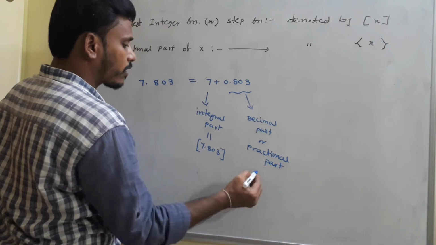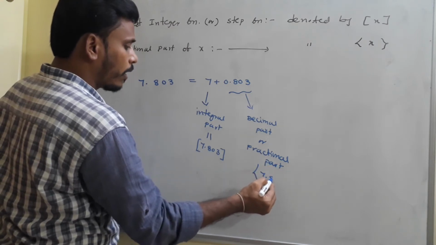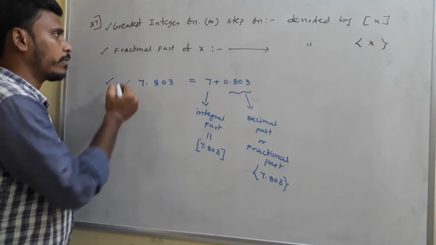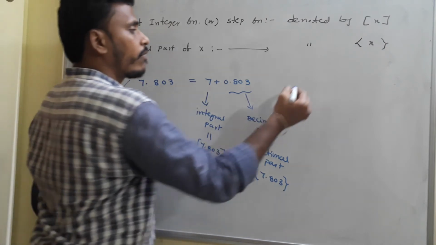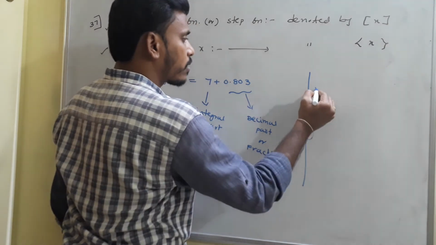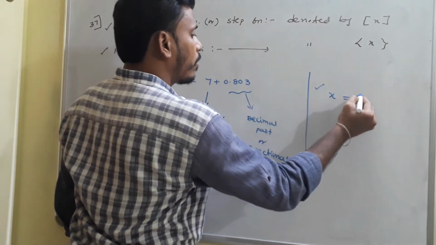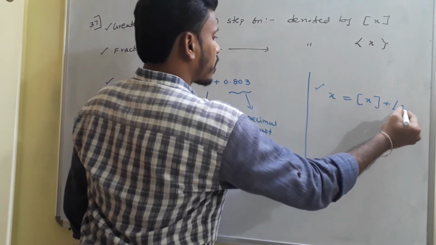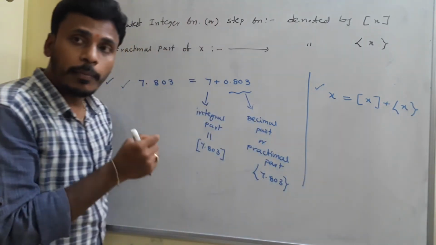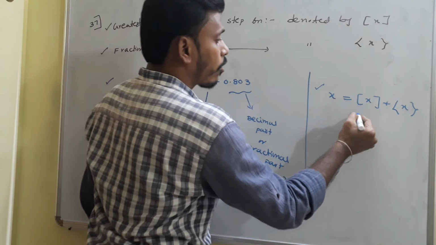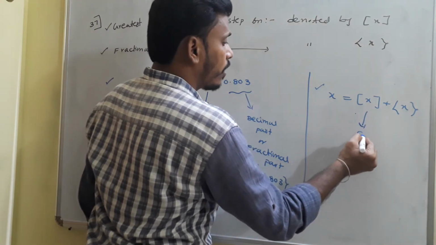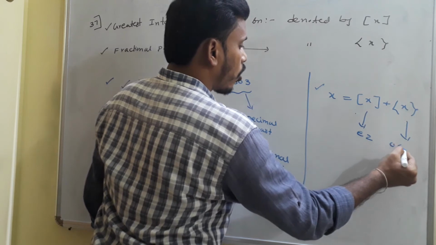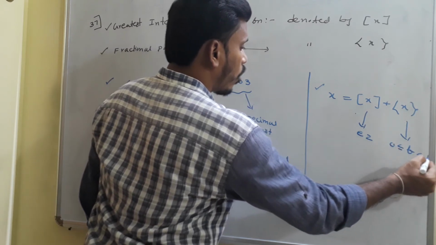Decimal part or fractional part, which is denoted by {7.803}. So this is a general example. With that idea, suppose we have a number x. This x can be expressed as [x] plus {x}, the fractional part of x. Among these, [x] is an integer, whereas the fractional part of x always lies between 0 and 1.